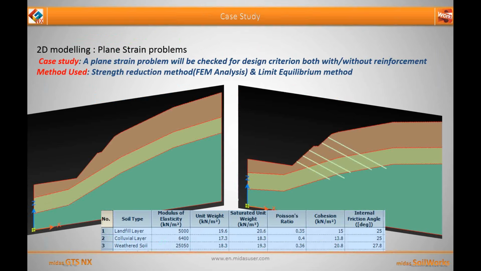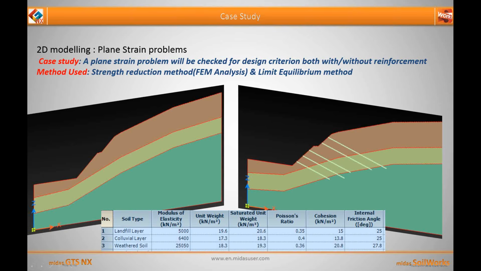So today in the case study, we will be dealing with a plane strain problem. We would be checking it both with and without reinforcement, and we would be using both methods in a single model. This is one of the advantages of MIDAS SoilWorks, that you can perform all the analyses, that is limit equilibrium, SRM and SEM, in a single case. As you can see in the figure, there are three soil layers. One is a landfill layer with the shown properties. The second is the colluvial layer, and the third is the weathered soil.